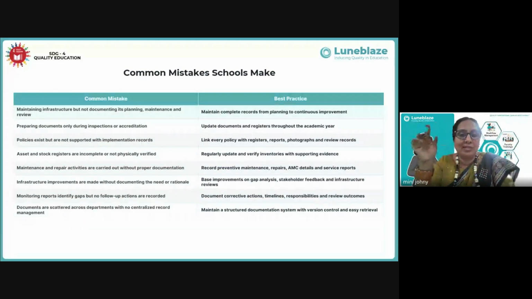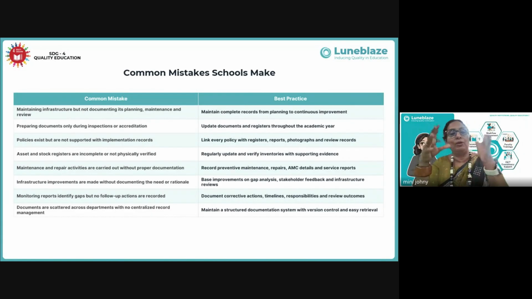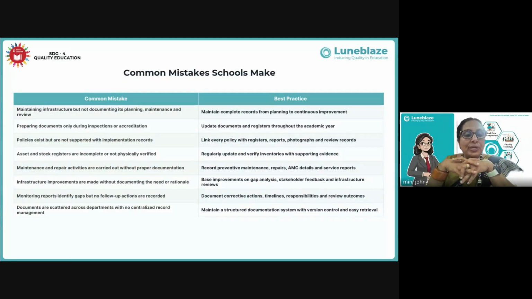Volcanoes are of different types. Some of them are sleeping, dormant volcanoes, some are very active volcanoes. We will be sleeping or dormant, and all of a sudden we come to know there is an inspection or somebody is coming, then we do all the work. So we should not be preparing documents only during inspection or accreditation. No. We should update documents and registers throughout the academic year.